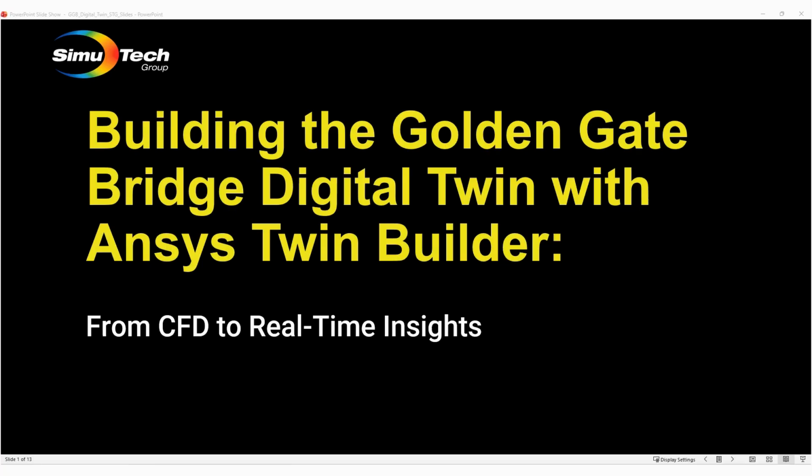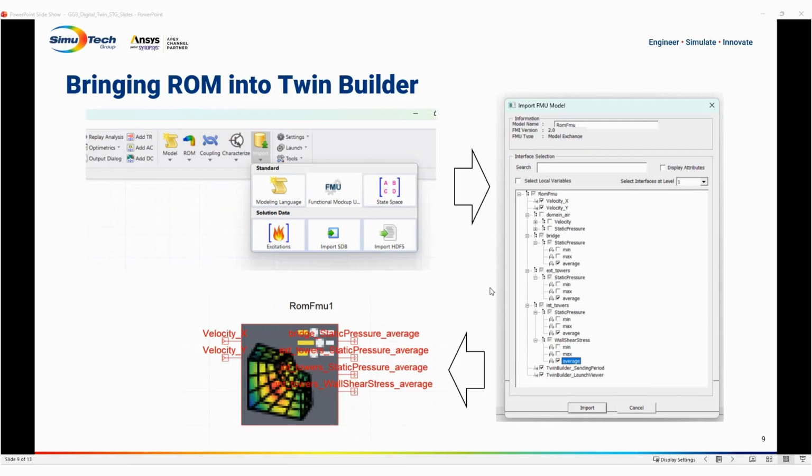In this video, we will bring the saved functional mockup unit format of the reduced order model to a digital twin and explore different settings. So in the previous video, we left at this stage where we will bring the imported FMU model to Twin Builder, and then continue from there.